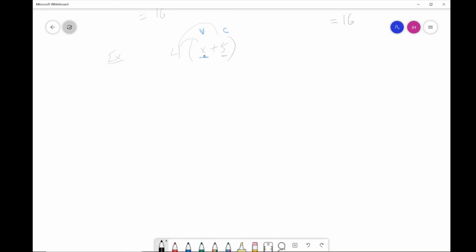So that's why we have to apply the distributive property like that. So 4 times x will become 4x, and then plus, stick with the sign within the parentheses, plus 4 times 5. In this case, that will become 4x plus 20.